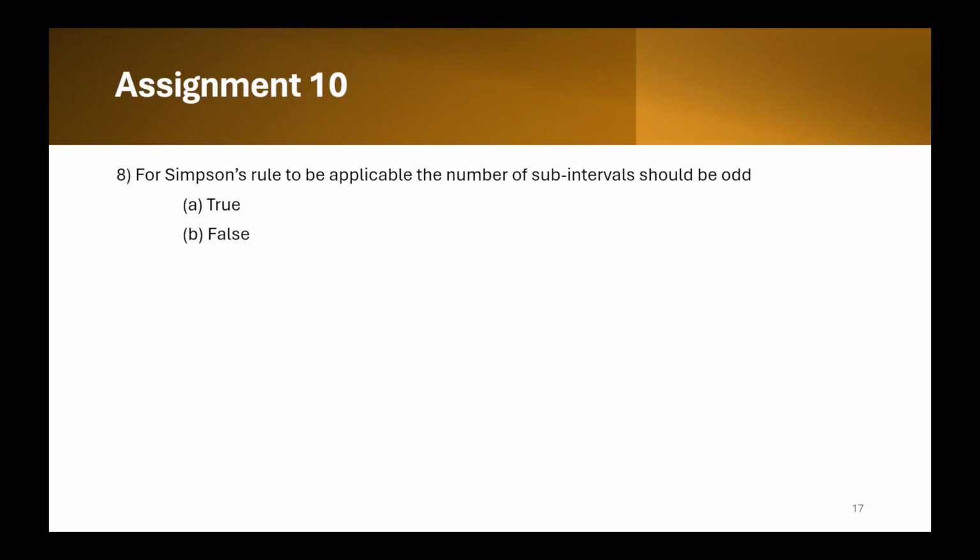For Simpson's rule to be applicable, the number of subintervals should be odd. What will be the correct answer here? Is it true or is it false?